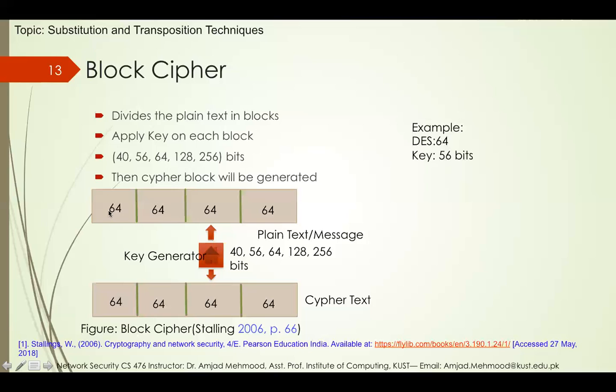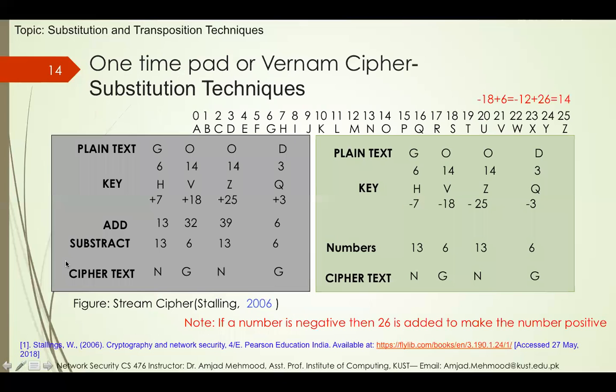where the sender divides the message into blocks of 64 bits each, and then applies a 56-bit key on it to get the ciphertext. Then the ciphertext is sent to the receiver, where the receiver uses the same 64-bit blocks and applies the same key which was applied by the sender to get the original message back. So this is the block cipher.